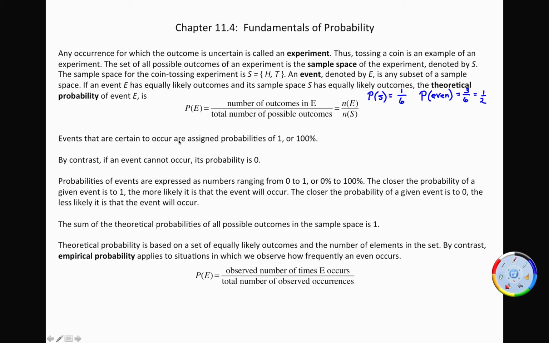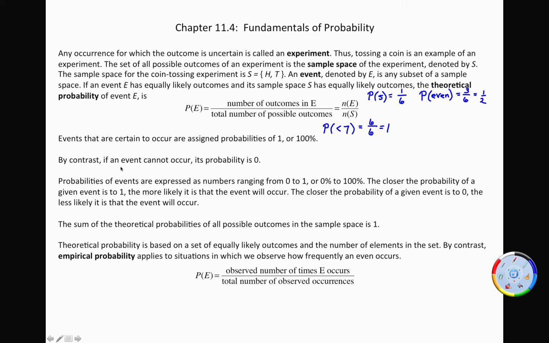Events that are certain to occur are assigned probabilities of 1 or 100%. In other words, what's the probability that you roll a number less than 7? Well, how many numbers in your sample space are less than 7? 1, 2, 3, 4, 5, 6. Out of 6 values in the sample space, 1. A 100% chance you will roll a number less than 7 on a 6-sided die.